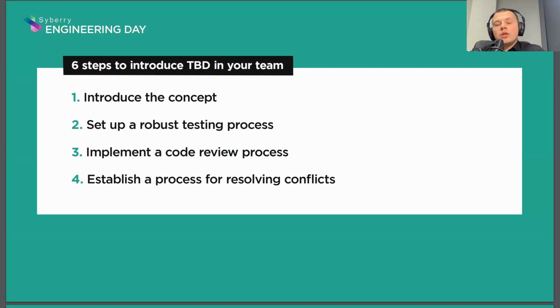Of course, we also need to think about resolving conflicts. As I said previously, for example, with the feature branching methodology, we need to pay more attention to resolving conflicts. In trunk-based development, it's not such a huge problem, but anyway, it's a problem, and we need to think about the process, and we need to introduce a general process to the team, how exactly we are going to resolve conflicts in the team.